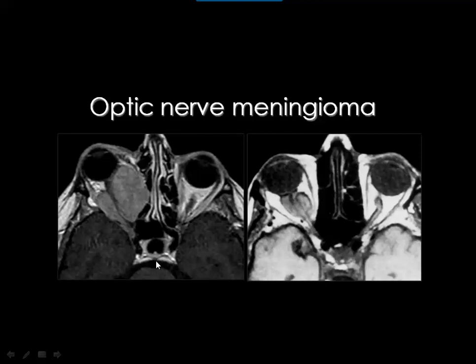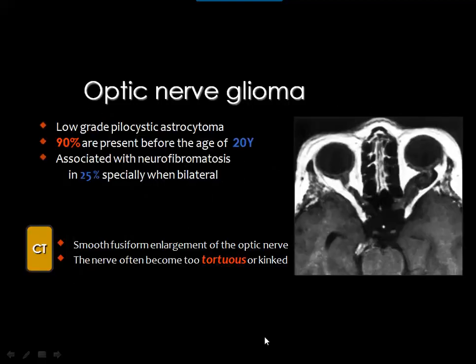Then these are two different cases of optic nerve meningiomas, a big one on the right side and a smaller one in another patient also on the right side. In both cases you can see the optic nerve fibers going through the mass itself. The glioma is the second lesion affecting the optic nerve, usually of the low-grade pilocytic type, and 90% of the cases are seen before the age of 20, meaning that this is a lesion of the pediatric age group, and in about 25% of cases the lesion is bilateral and is associated with neurofibromatosis type 1.